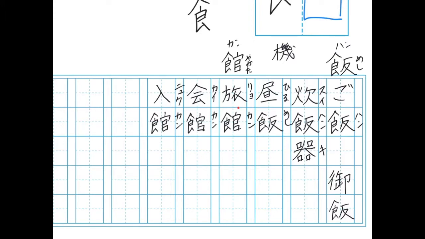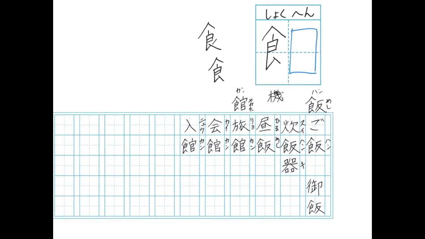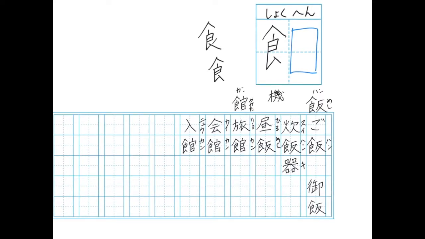So all of these have the kan over here, at the bottom. Okay, so ryo, tabi, and kan, yakata, kaikan, nyukan. This concludes shokuhen. The kanji for shokuhen are meshi and yakata, or kan, ryokan no kan.